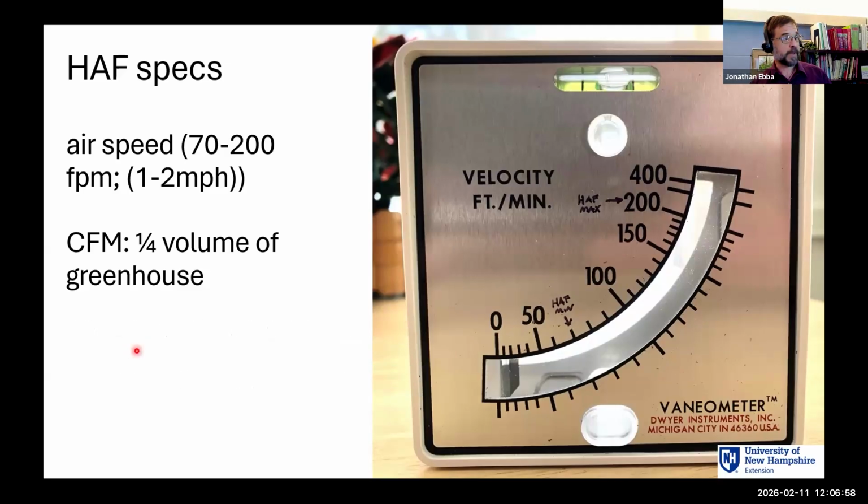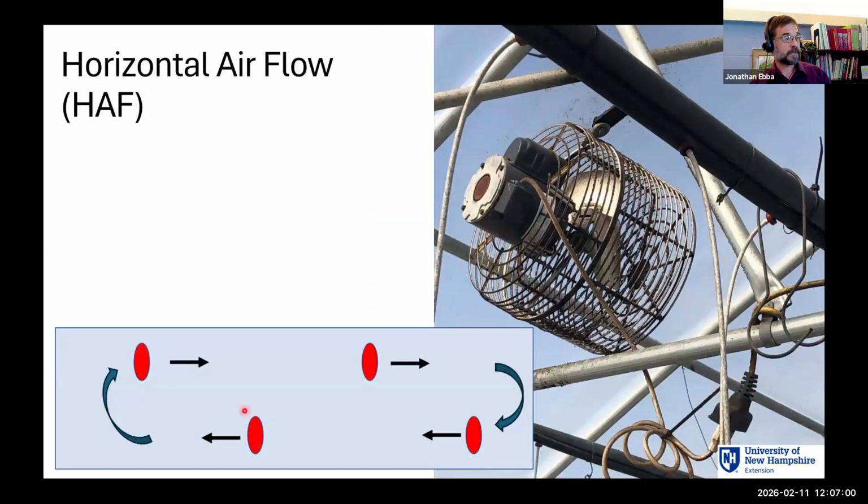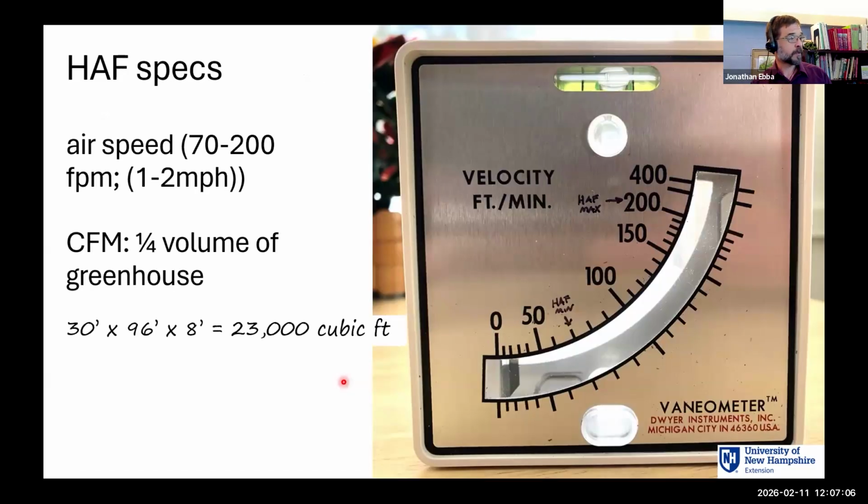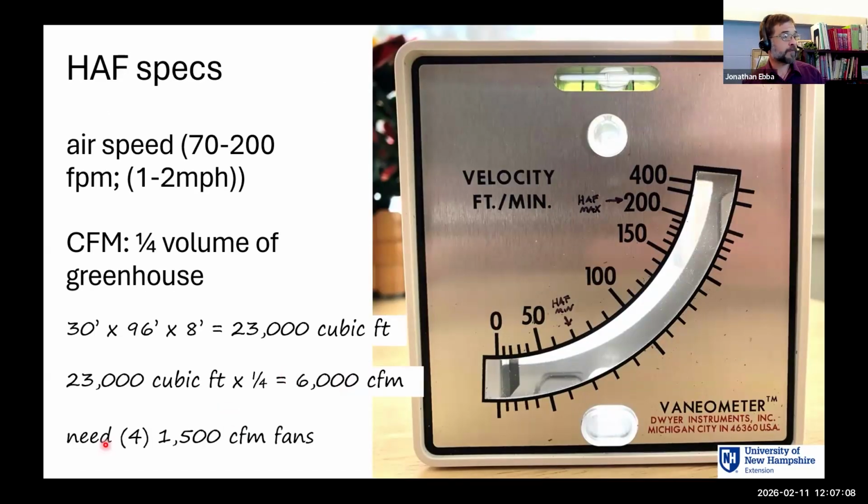I'm going to go back here real fast. So this is the configuration we would want in a 30 by 96, right? 2 pairs of fans, 4 fans. So if we have 4 fans, they each should be rated at 1,500 cubic feet per minute. And that's how we could size the horizontal airflow.